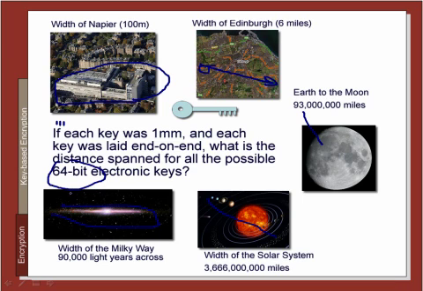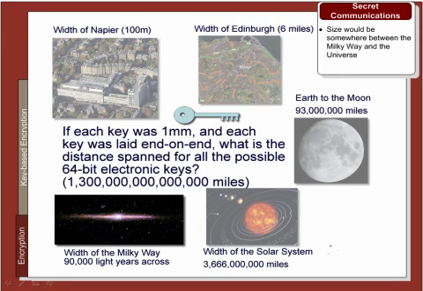Okay, so we have 2 to the power of 64 keys, and if we had physical keys, each of them were 1 millimeter, how long would it actually be? Well, amazingly, it would be somewhere between the size of the Milky Way and the universe. In fact, it would be this long, somewhere between the Milky Way and the universe. So we're dealing with extremely large numbers.